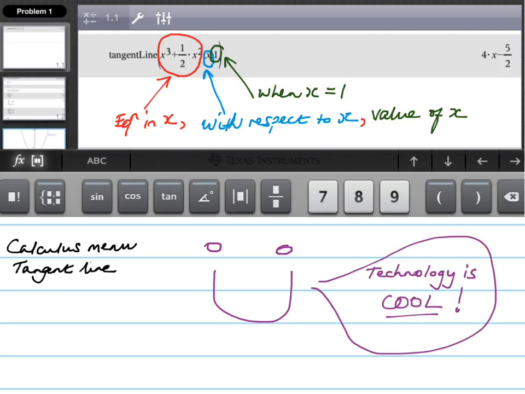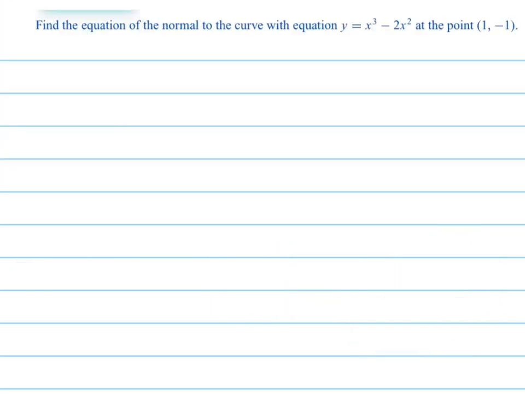Technology is cool. I agree with you. I do agree with you. It's very cool. So, let's proceed, shall we? What have we got to do now?